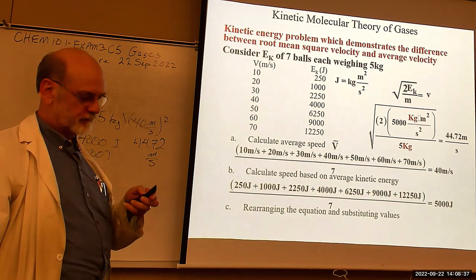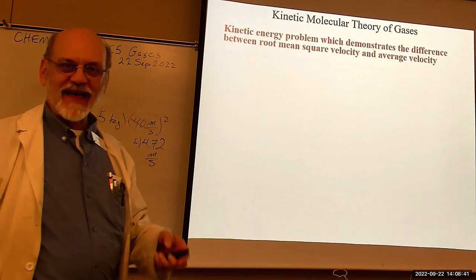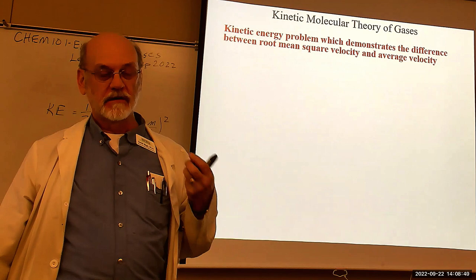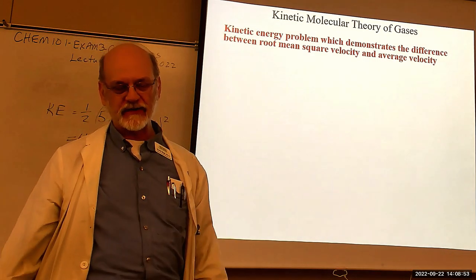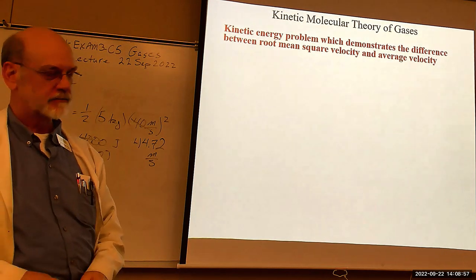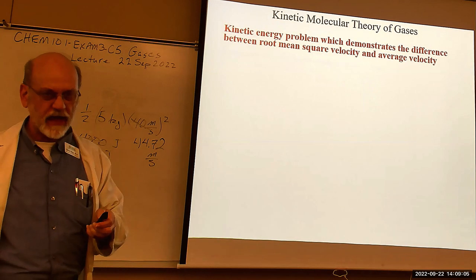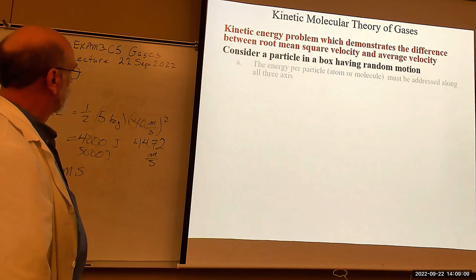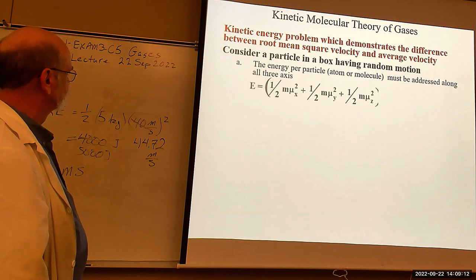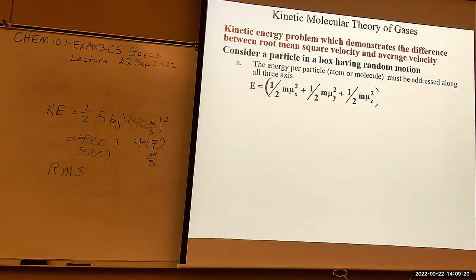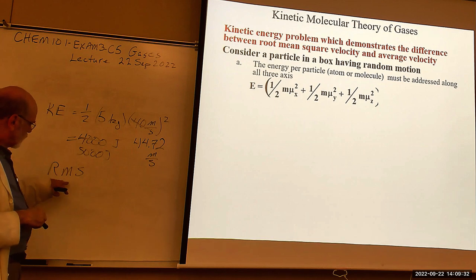So we went to all this trouble to explain that the average velocity, the arithmetic average, is not the right average for our collection of particles in a gas. What we need is what's called the root mean square, RMS. I'm going to show you how to get it. Let's hold off on this slide for just a second.